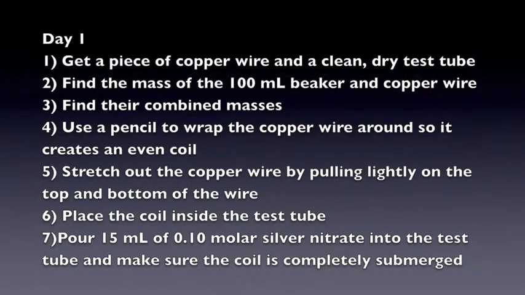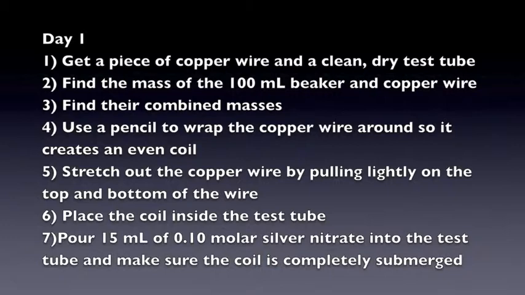The procedure for day 1 is to get a piece of copper wire and clean and dry the test tube. Find the mass of the 100 milliliter beaker and copper wire by placing them separately on the scale. Find the mass of them combined as well. Use a pencil to wrap the coil around so the copper wire has generally even coils. Stretch out the coil by lightly pulling the bottom and the top of the coil.